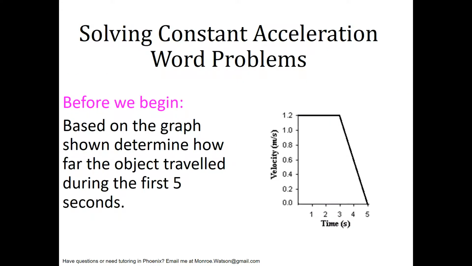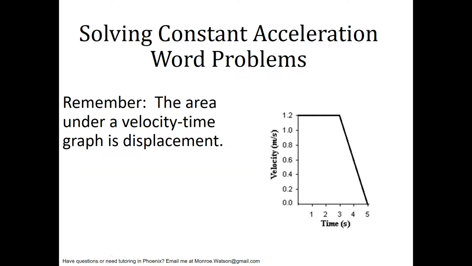Okay, here's the second before we begin problem, and we've got a graph of velocity time, and I want you to determine how far the object traveled in the first 5 seconds of this graph. Well, remember that the area under this curve is what? Displacement, okay? So the area under that graph is displacement, so let's break it up into 2 easy chunks, okay?